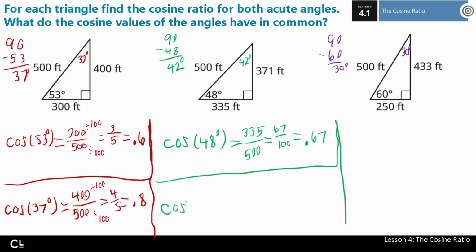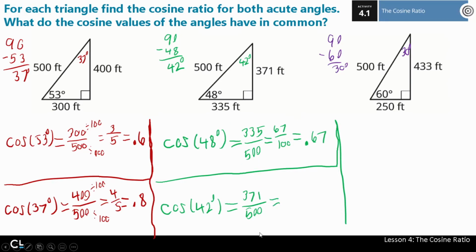So next one, cosine of our other acute angle, which is 42 degrees. And that's going to change now. Now our adjacent is 371 over 500, which is my hypotenuse. Once again, that doesn't change. Now notice our hypotenuse for all of these is 500, which is very nice, right? So we always know our hypotenuse here is going to be 500.